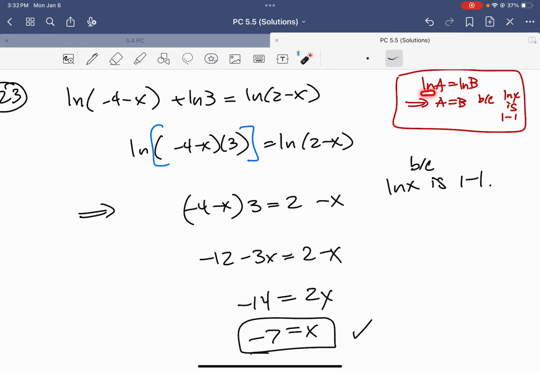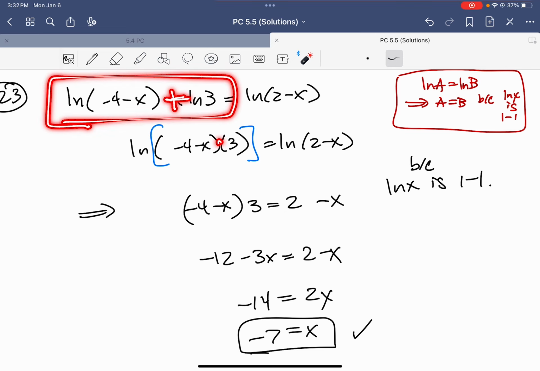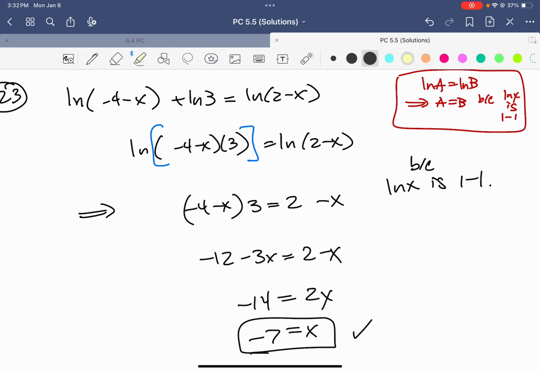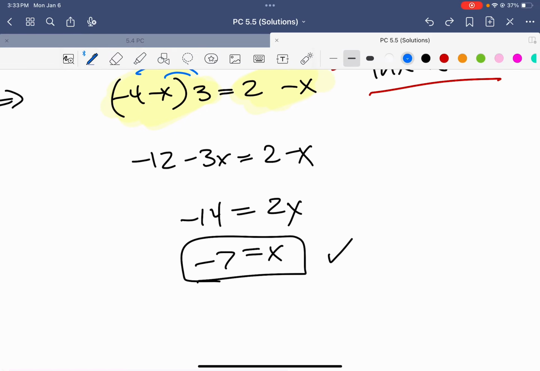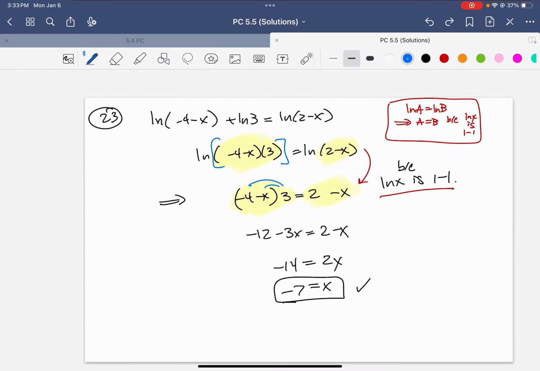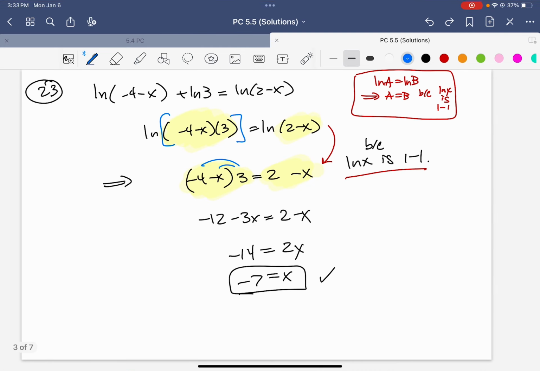So to get natural log of A is equal to natural log of B, we'll take these two and combine them. So addition becomes multiplication. And so now I have the natural log of something is equal to the natural log of something else. And the only way that can happen is if the inputs were equal, and that's because natural log of x is 1-to-1. So then we distribute here and get this, and then we get all the x's on one side and divide. So we get x equal to -7.